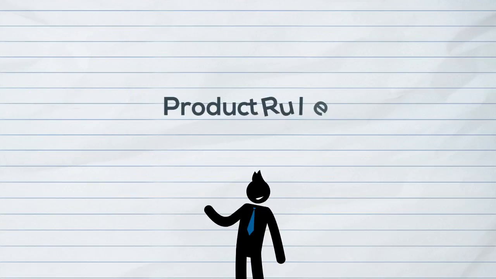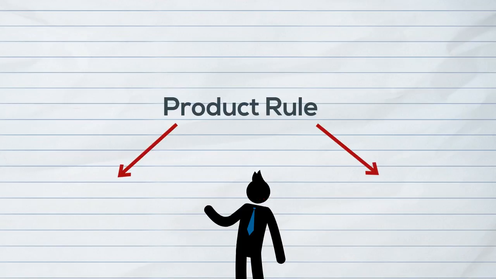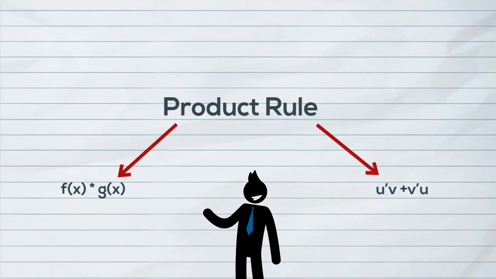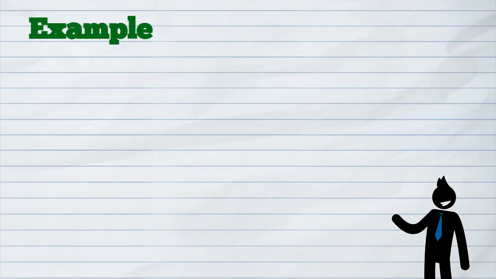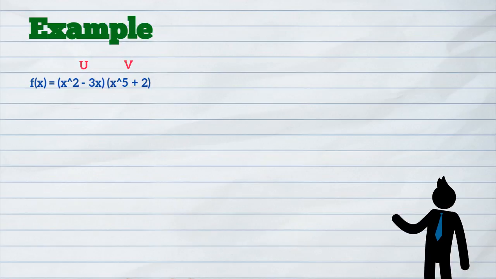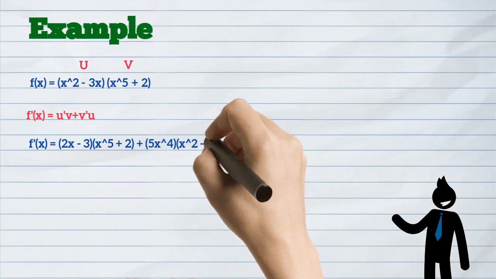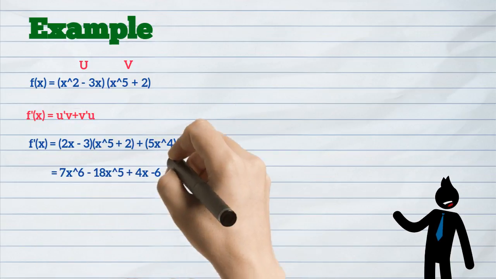Now we will be discussing the product rule. The product rule is basically a rule used to find the derivative of a product of functions. The formula of the product rule is u prime v plus v prime u. For example, we have this function where u is the first bracket and v is the second bracket. By substituting the derivatives accordingly into the product rule formula and simplifying them would basically give us the derivative itself.